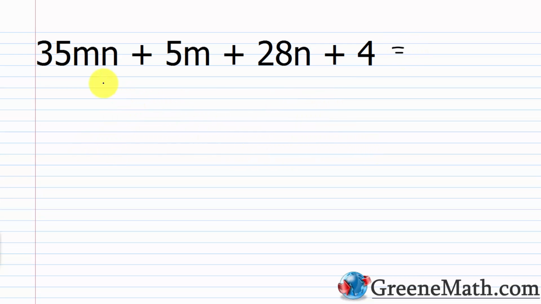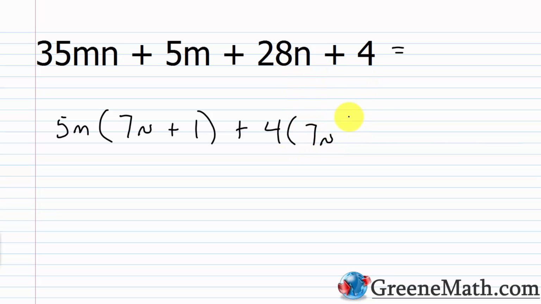So we'll put equals. Again, in this first one, I'm pulling out a 5m. And what's left inside, 35mn divided by 5m is 7n, plus 5m over 5m is 1, plus, when I'm pulling out of this group, I'm pulling out a 4. So 28n divided by 4 is 7n. And then plus 4 over 4 is 1. So you can see we have that common binomial factor of 7n plus 1.